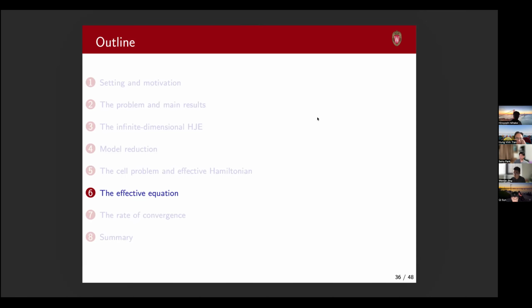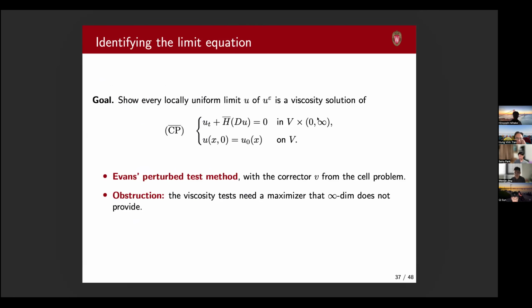So okay, let's explain how to show that U solves the effective equation. We're going to use the Evans perturbed test function method, using the corrector of the cell problem. And again, for the viscosity subsolution test and the supersolution test, we need a maximizer, but we don't have that in the infinite dimension. So we're going to use the Radon-Nikodym property or the Stegall's variational principle.